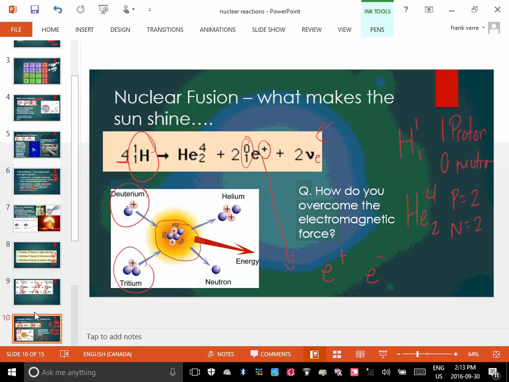Now I want you to think of this for a second. This is what the sun does. The sun takes hydrogen and smashes them together to make helium. But when you really start to think about it, you're like, oh, wait, how does that happen? Because you learn in grade 9 that things that have the same charge don't like each other.